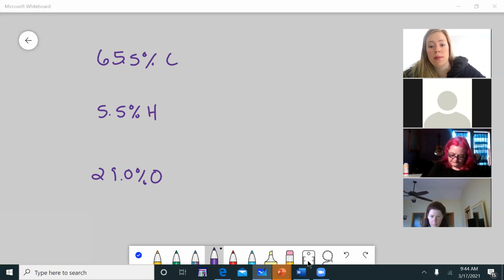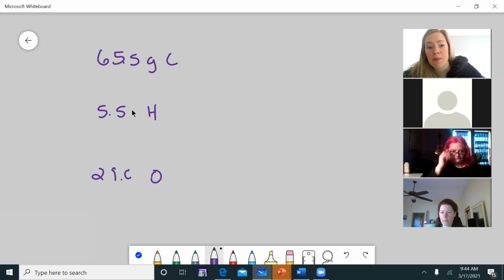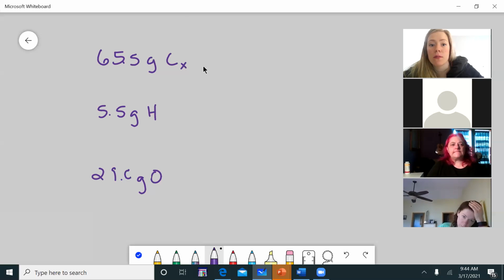Okay, so anytime we have a problem where it gives us percentage, we can assume 100 gram sample. We can literally just take that percent and put it into gram. Now you can't take that percent and put it into mole. That's something that we will have to convert. So we can change it to gram, and now we're going to convert all of these into moles.